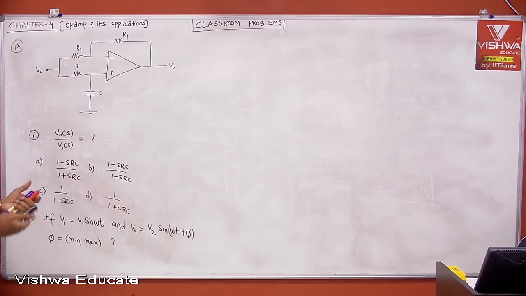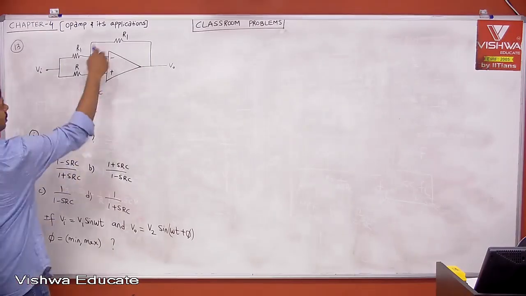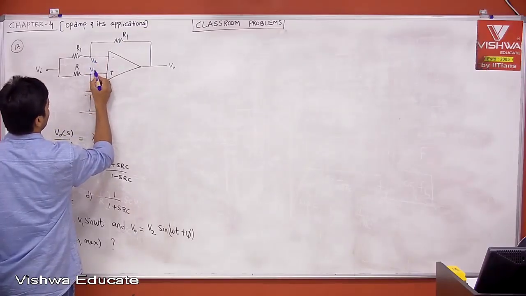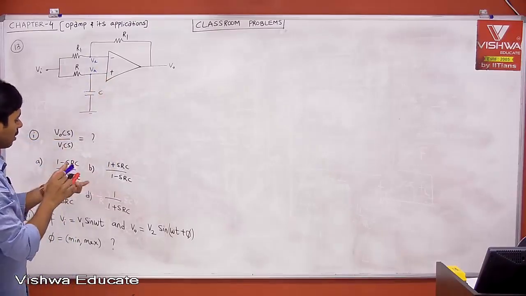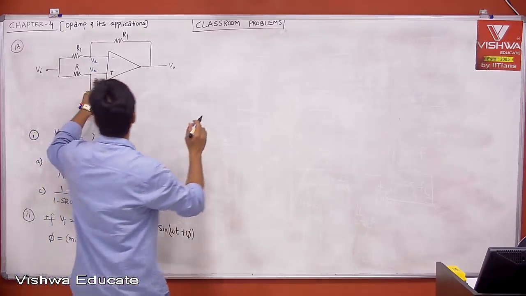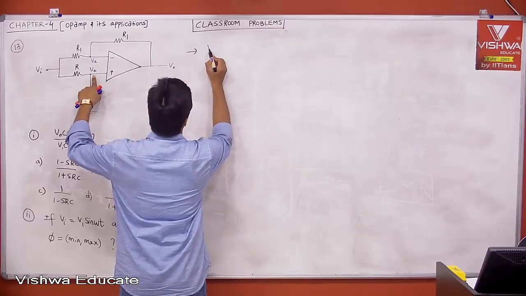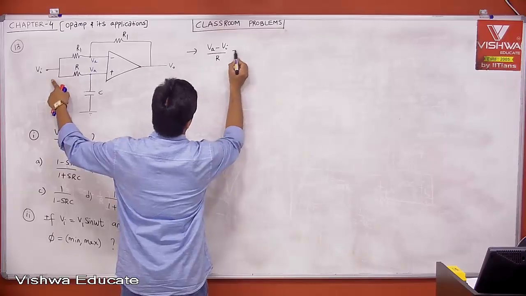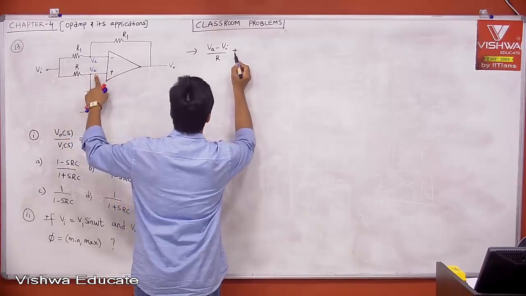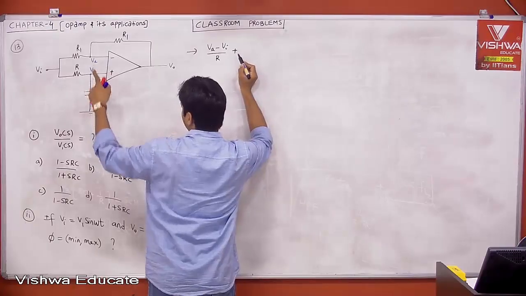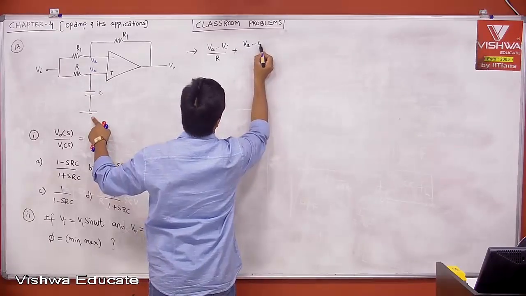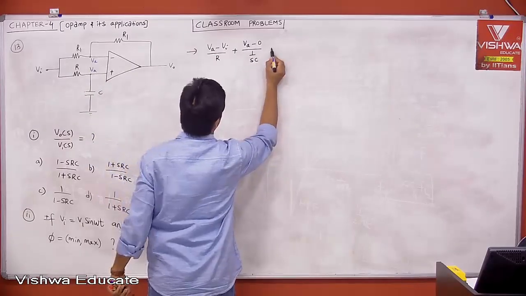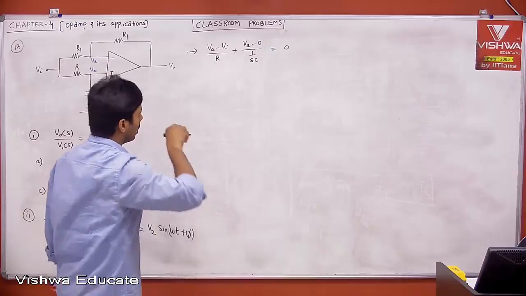There is negative feedback and positive feedback, negative feedback, right? Using the virtual concept, we don't know this voltage, let me call it VA. Both inputs are the same because of the virtual concept. Now apply nodal analysis. If you apply nodal analysis, what do you get? Let us apply the first equation: VA minus VI divided by R plus VA minus 0 divided by 1 by SC plus the current entering the op-amp, which is equal to 0. Then what do you get?